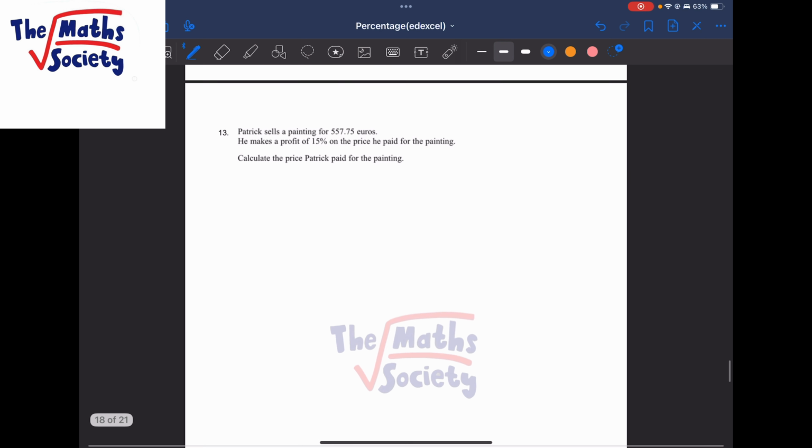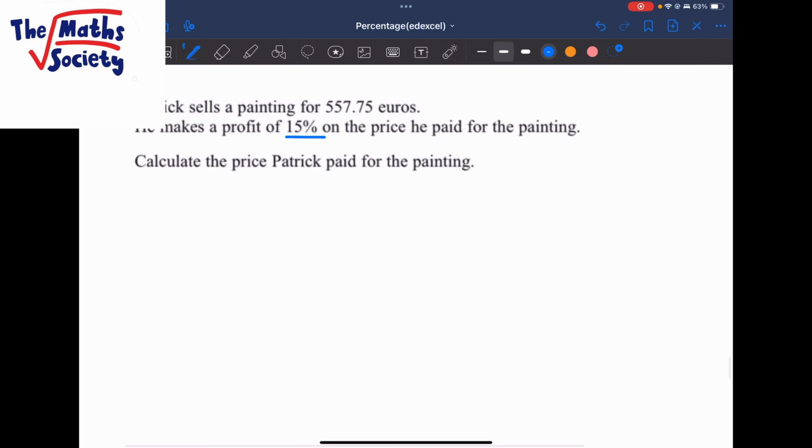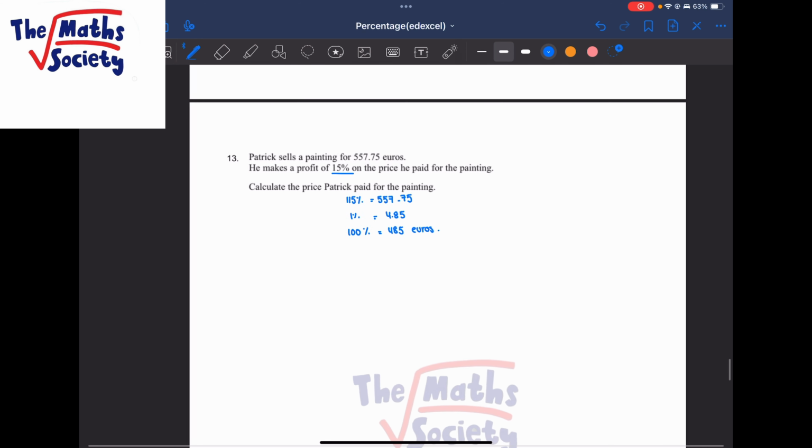Yep. And now number 13. So 13 says that Patrick sells a painting for 557.75 euros, and makes a profit of 15%. So how much did he pay for the painting? We know 115% is equal to 557.75 euros. Find 1%, which is 4.85. 100% should be 485 euros. And that's the price he paid for the painting.